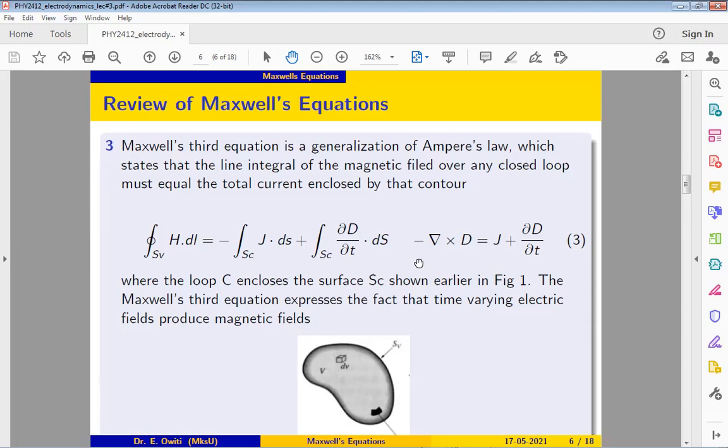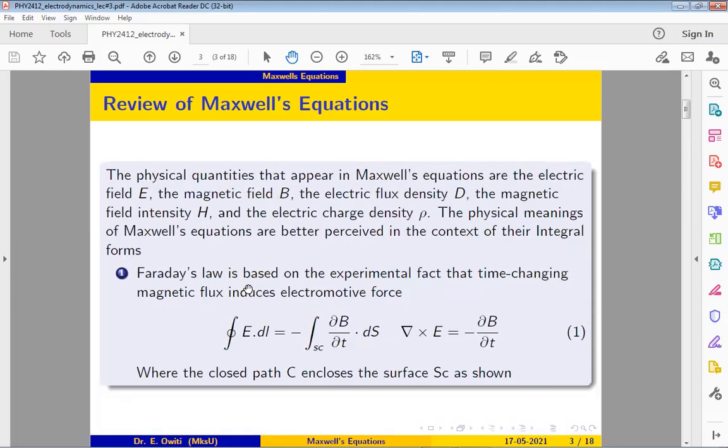You're integrating, it could be a circumference, it could be any crooked path, but it is closed. You start at a point and then you end at the same point. That's what we call a closed loop. So the line integral of magnetic field over any closed loop must equal the total current enclosed by that contour. And that is shown here, that you have the magnetic field intensity H with the dot product of displacement of that closed loop being equal to the integral of the, hold on, let me go back.